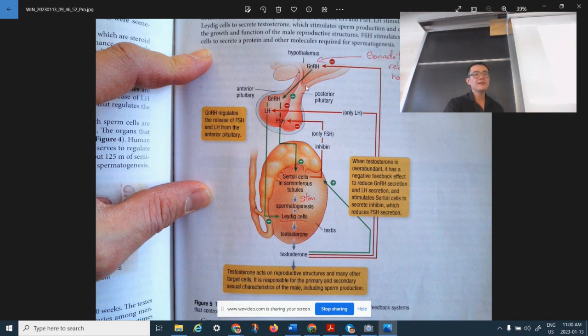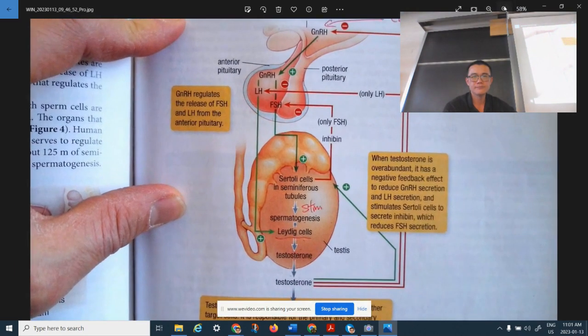GnRH in guys will go to the anterior pituitary gland, and the anterior pituitary gland will release FSH and LH. Right now, this is the same for guys as for girls so far. Now for guys, FSH, when it gets to the testes, okay, let me just zoom in a little bit more.